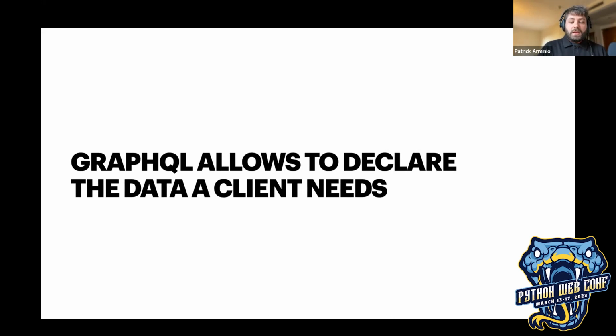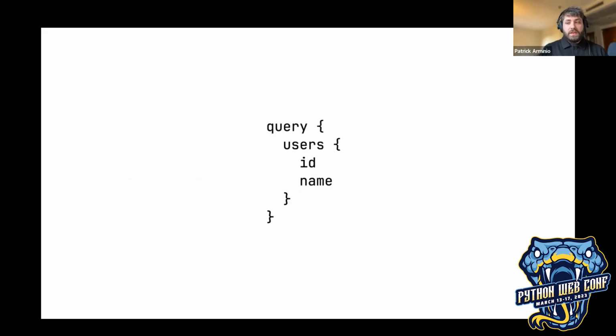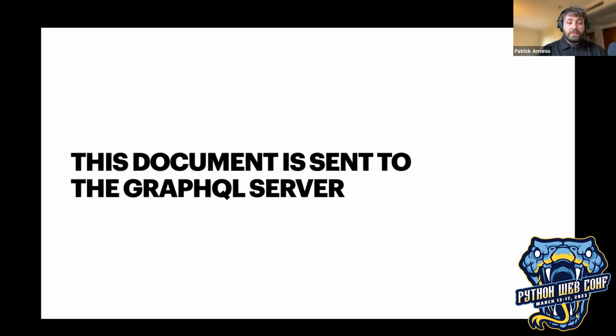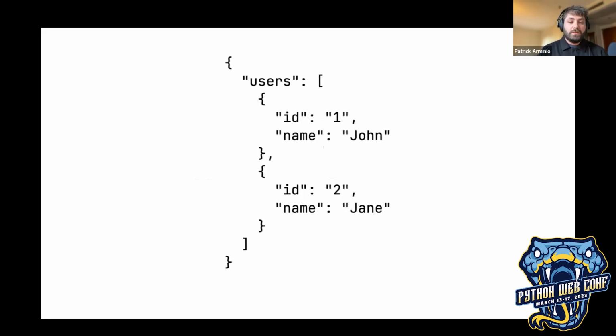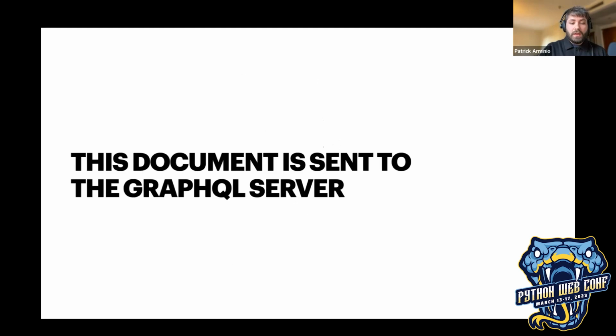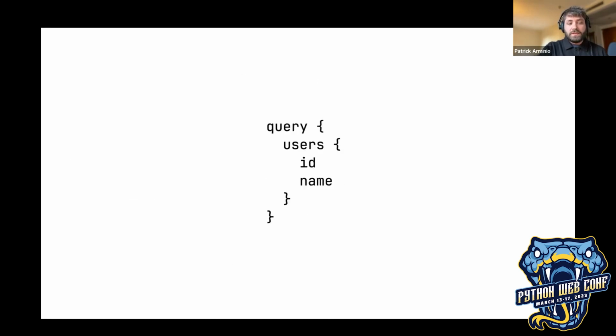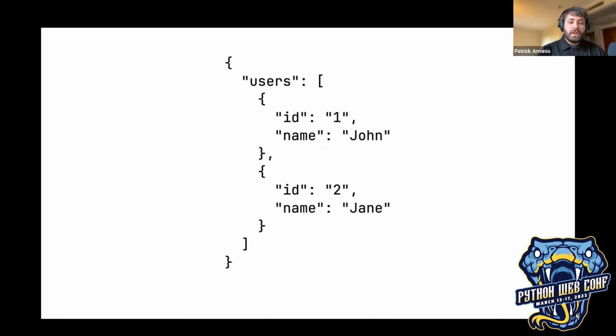You have only one endpoint where you send a document that looks something like this. You can see there's query. You're telling it, I want to do a query and I want to fetch the users, and for every user, I want to fetch the ID and the name. And this GraphQL document is sent to the GraphQL server, which is going to execute it, and then it's going to return the data that you requested. So in this case, it could return something like this. And one key thing is that the shape is exactly what you requested here.